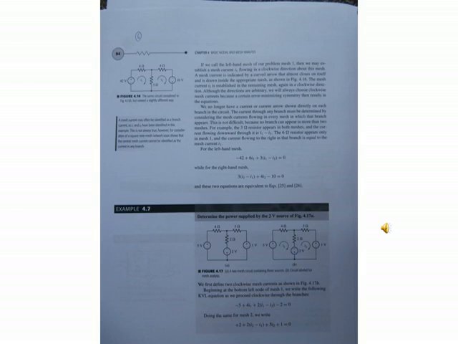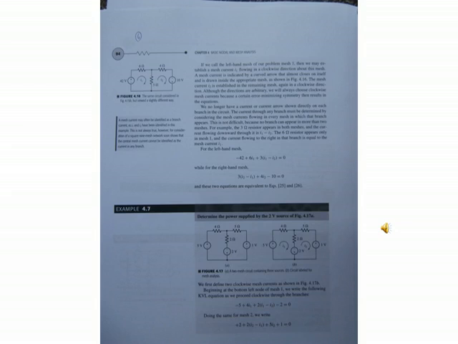Now the 2 ohm resistor: I2 minus I1. And the 5 ohm resistor with I2. So 2 plus 2 I2 minus I1 plus 5 I2 plus 1 equal to 0.